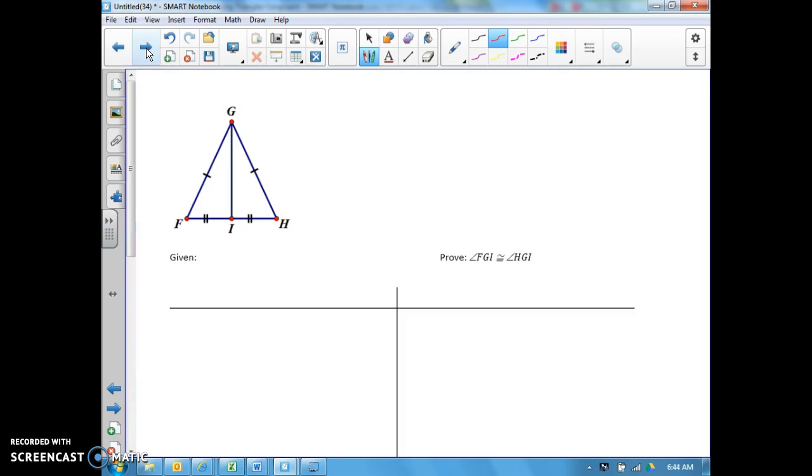Let's take a look at another one. This is one of those classic overlapping triangles, and looking at this, my overlap is going to be segment GI. So I need to be aware of that. Once I include segment GI, it looks like we're going to prove the triangles to be congruent by SSS. And once I've proven that, it'll be easy to prove this by CPCTC.